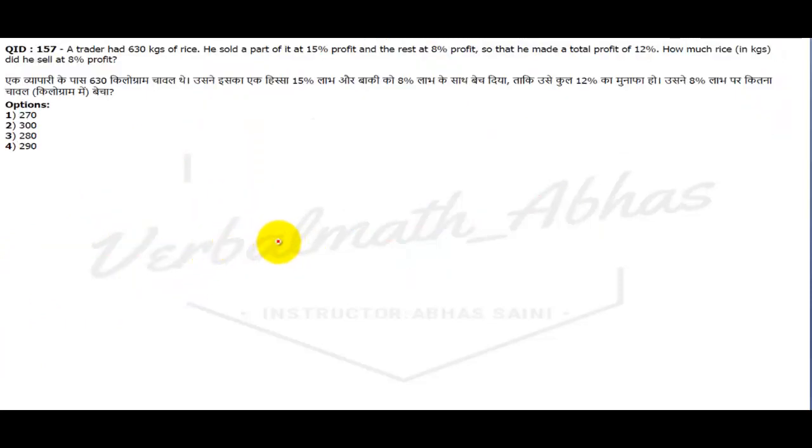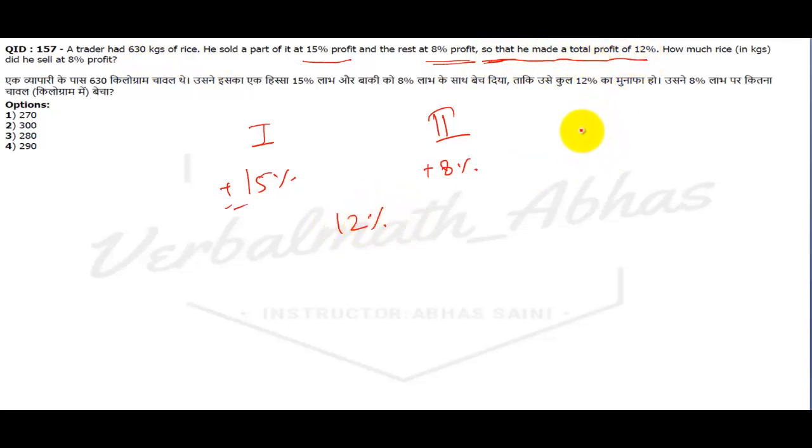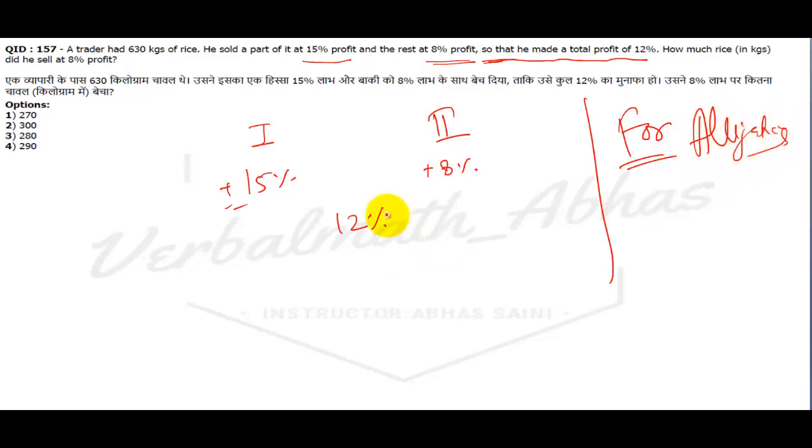Now next, a trader has 630 kg of rice. He sold a part of it at 15% profit and the rest at 8% profit. It means the first part is at plus 15% profit and the second part at plus 8% profit, and the whole, so that he made a total profit of 12%. For allegation, 3 things will be given to you: the whole, or you can say the total part, and the first and second part.